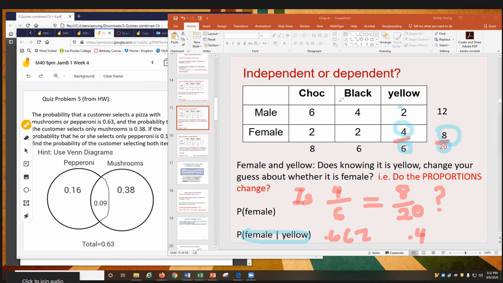Is that clear for people? Somewhat? You're taking these ratios and seeing if they're the same. And you can do it either way. You can do 4 over 6 compared to 8 over 20, or you can do 4 over 8 compared to 6 over 20. Either way, it doesn't matter. They'll either both be the same or they'll both be different.